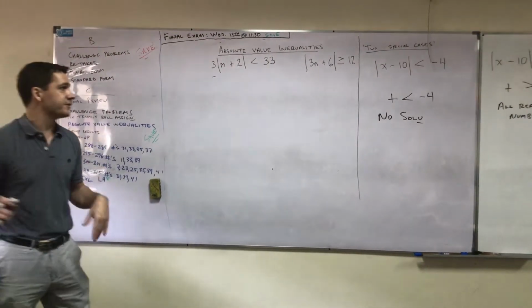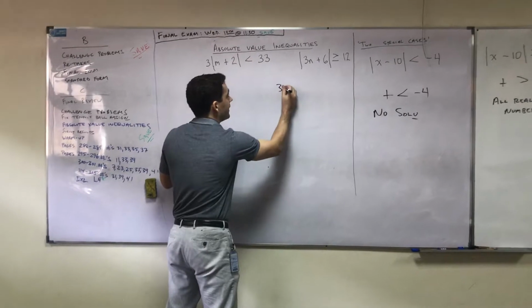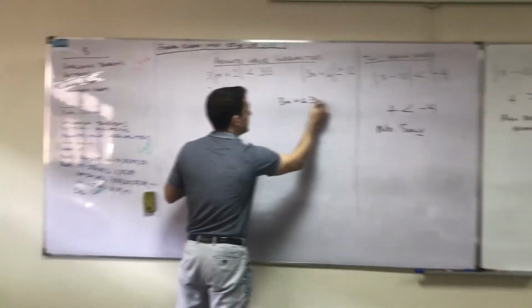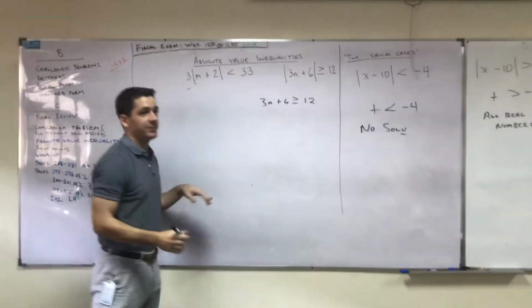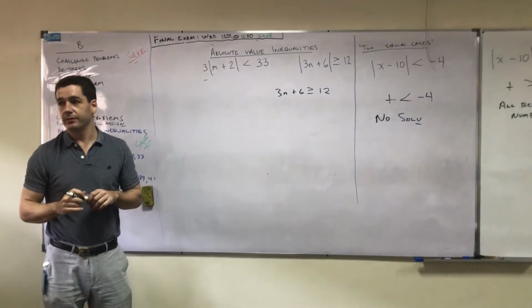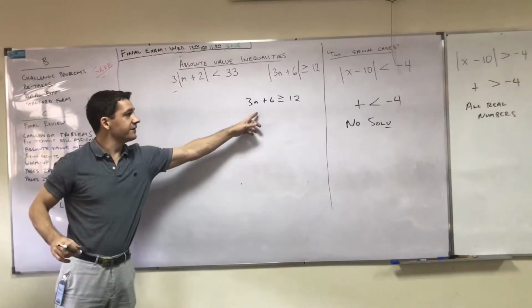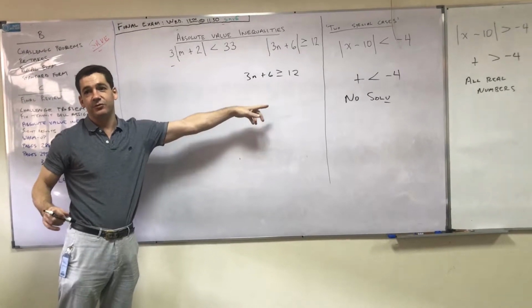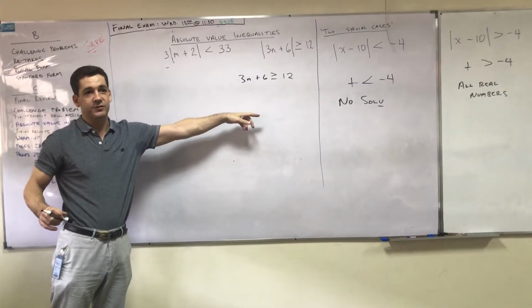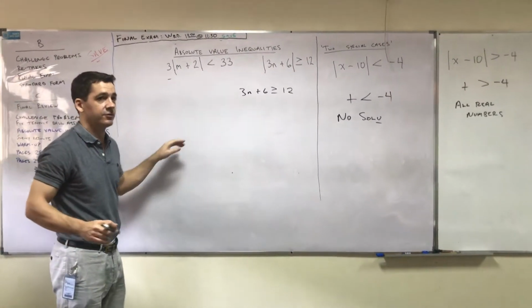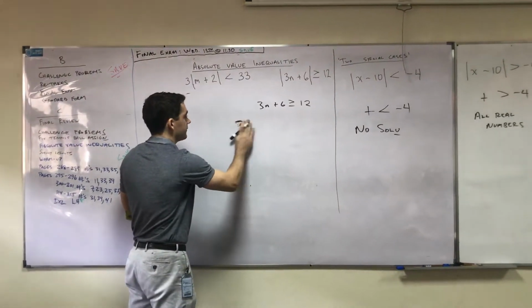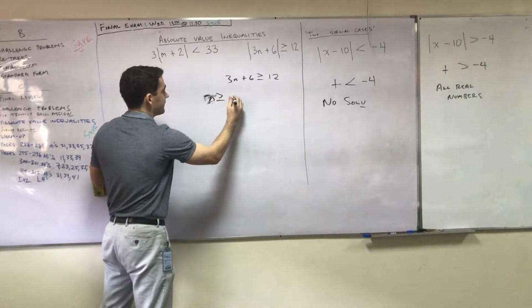Okay, the second one. Solve it twice. First, solve it normally. 3n plus 6 is greater than or equal to 12. So someone tell me what n is greater than or equal to. Subtract 6, divide by 3. So n is greater than or equal to 2. Yeah, very good. N is greater than or equal to 2.